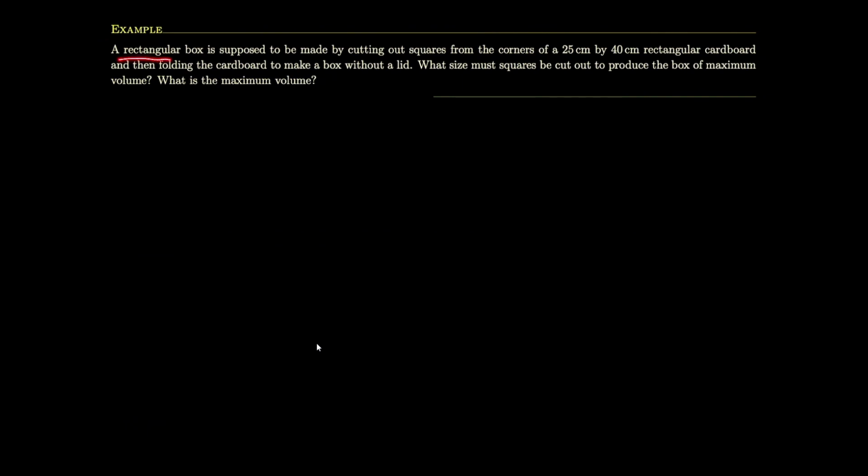So let me read. A rectangular box is supposed to be made by cutting out squares from the corners of a 25 centimeter by 40 centimeter rectangular cardboard and then folding the cardboard to make a box without a lid. What size squares must be cut out to produce the box of the maximum volume? And what is the maximum volume?